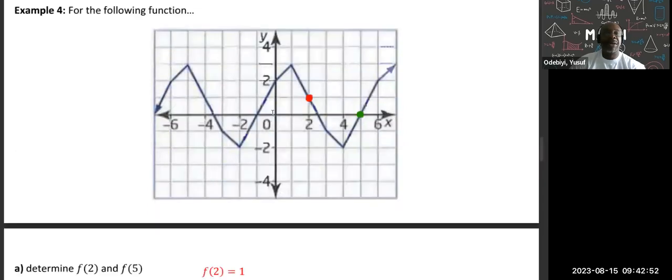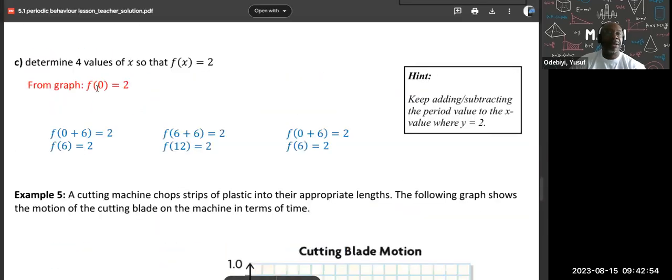x could be 0. I think I said that. There you go. F is 0. X is, y is 0. Y could be 2 or y could be 6. My bad, I'm saying the wrong thing. When x is 0, y is 2. When x is 6, y is 2. When x is 12, y is 2.